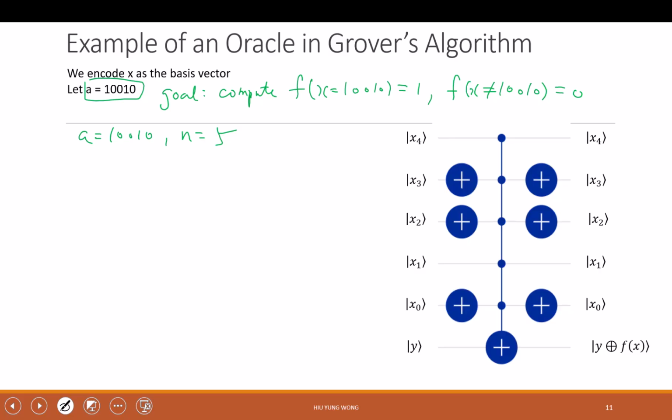Okay. So what is the number of entries that 5 qubits can have? 5 bits can have 2 to the power 5, 32, right? So this is a database with 32 entries, and I want to search for an item, which is when A equals 10010. Okay, so how do I construct it?